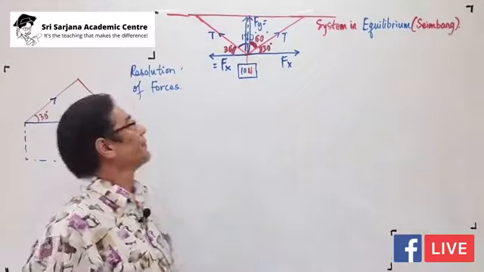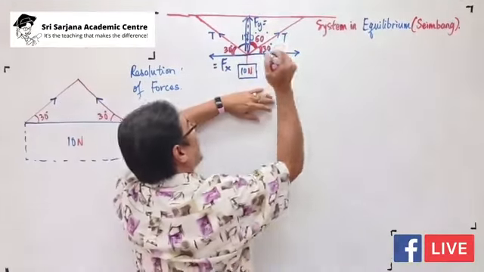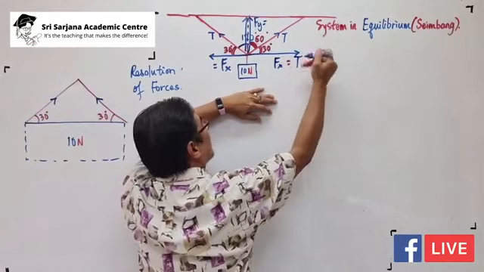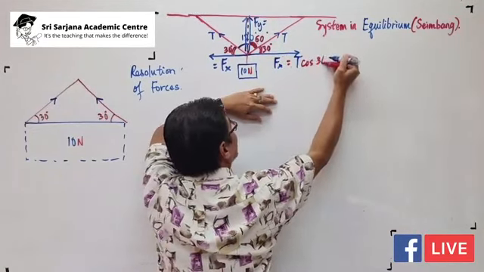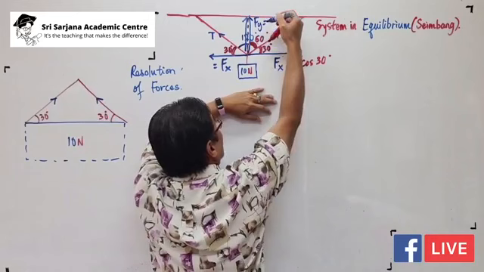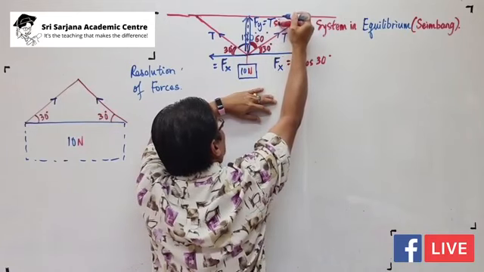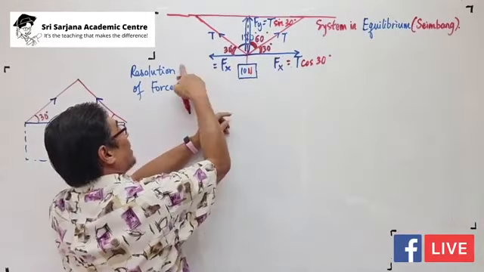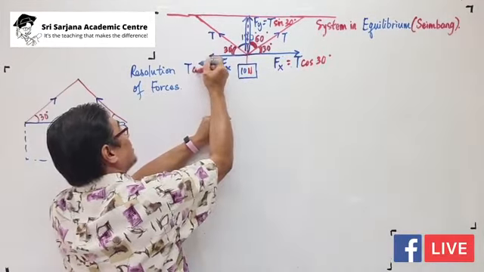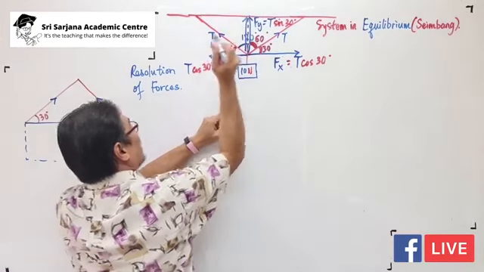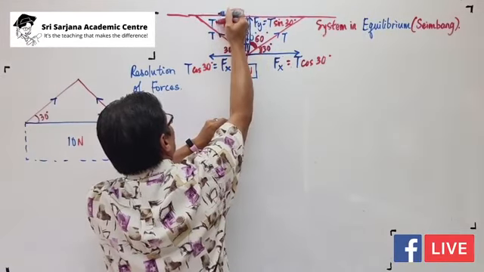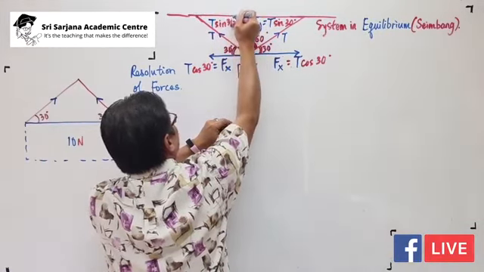Can we continue? We already have learned that Fx is going to give you T cos 30. Remember that? If Fx is T cos, then Fy will be T sin. Remember? Itu yang kita guna. Bila Fx mengambil nilai T cos 30, jadi Fy akan mengambil nilai T sin 30 darjah.